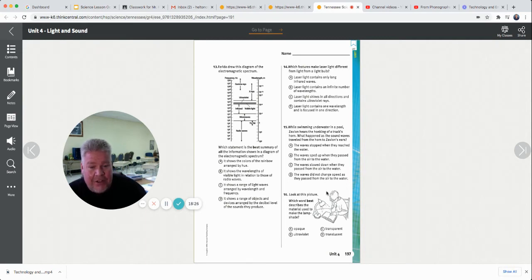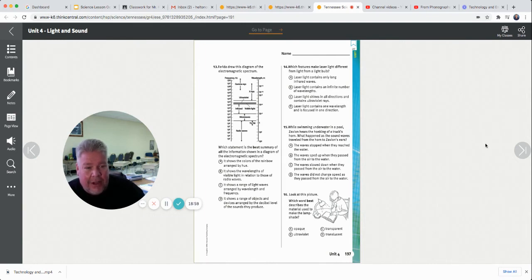16. Look at this picture. Which word best describes the material used to make the lampshade? And the lampshade is this part around the bulb right there, okay? So do you see any light coming through the lampshade? No, it's stopping the light from coming through this lampshade. It's pointing it straight down. So something that does not allow light to pass through it is called what? Do you remember? It's called A, opaque. Opaque.